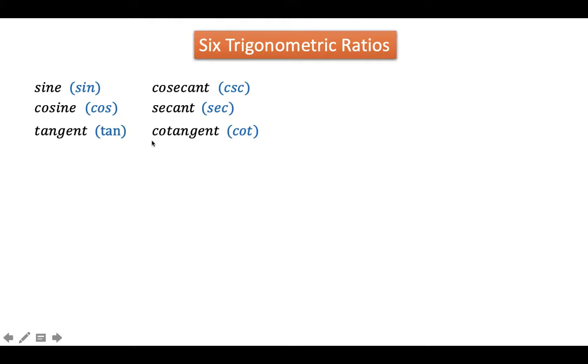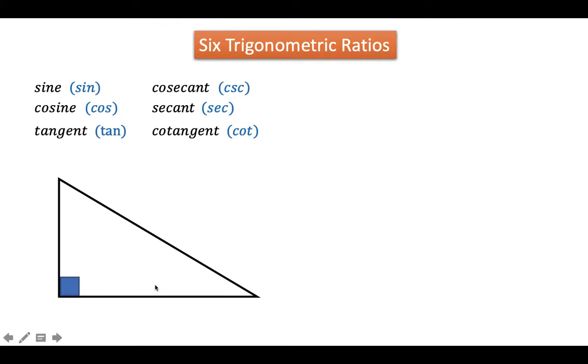Now, to get these ratios, we take them from a right triangle. Let us name this triangle ABC, and name the sides using the lowercase letters a, b, and c. Since it is a right triangle, the longest side is called the hypotenuse. Let us use this angle, represented by the Greek letter theta. This angle theta will serve as our reference.